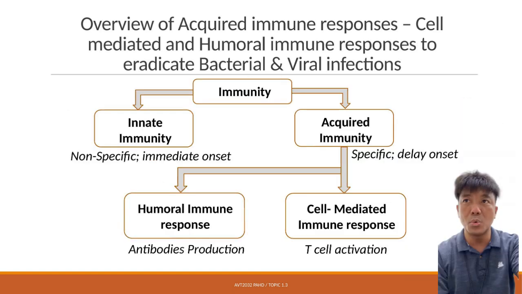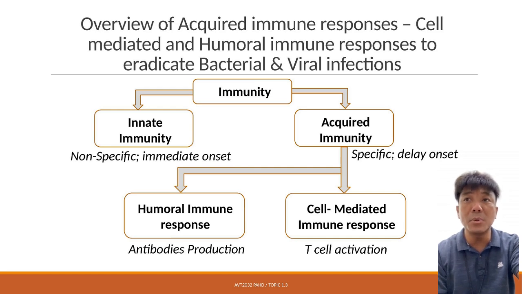Acquired immunity involves two key responses, cell-mediated and humoral. Cell-mediated immunity relies on T cell activation to target infected cells, while humoral immunity involves antibody production by B cells to neutralize pathogens. Unlike innate immunity, which is non-specific and immediate, acquired immunity is specific and develops over time, effectively combating bacterial and viral infections.